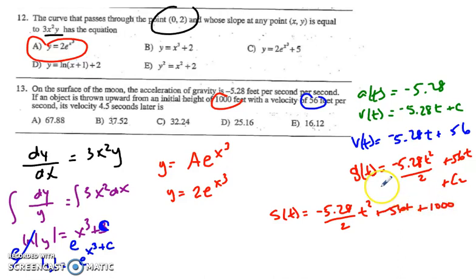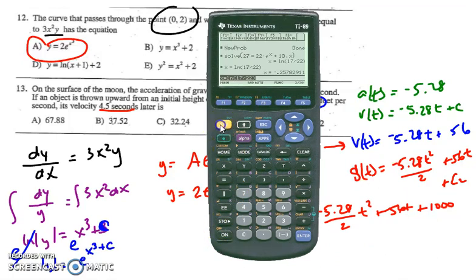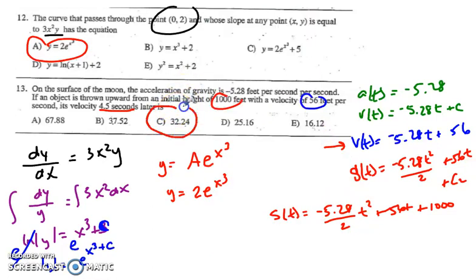plus 1,000. The question then is the velocity 4.5 seconds later, and now I'm realizing I didn't even need the position equation, even though I did it. They just want to know the velocity at time equals 4.5. So let's pull out the calculator, and I'll set up a new problem here, and then I'll plug in the velocity equation of negative 5.28t plus 56, and I will evaluate that such that t equals 4.5. My answer is 32.24, which I see as choice C.